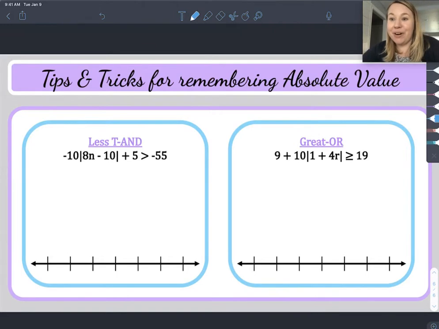Then for greater, again, another play on words, it's going to be greater, or, right? So we're going to use an or for that one. Now, if you're looking at the left, you're probably thinking, but you wrote a greater than symbol. But keep in mind, like what we just noticed in that last problem, negative signs flip our inequality. So just because that looks like a greater than symbol and you might be compelled to make it an or, it might turn into something else, like an and.